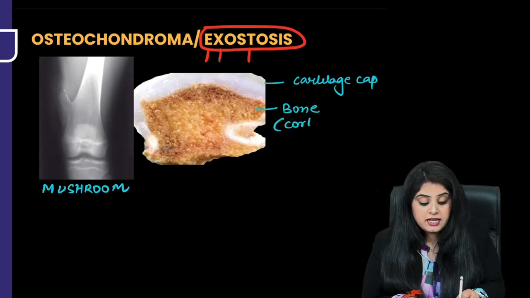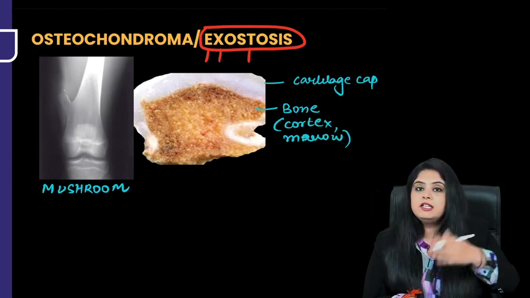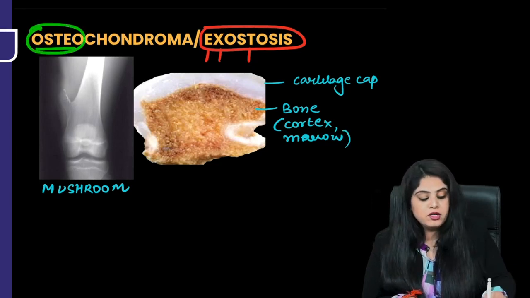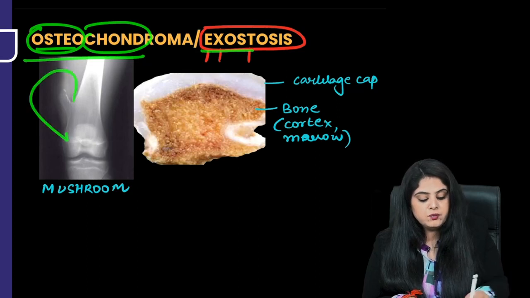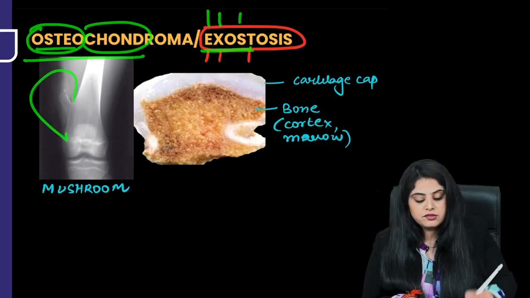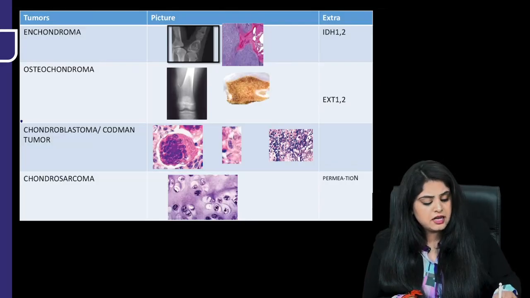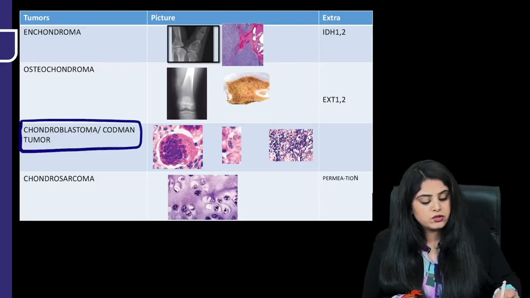and then the bone is also going to exit, every layer of the bone. There's going to be exit of the bone cortex also, and the marrow also. So everything about the bone is exiting. That is why I called it osteo for bone, chondro for cartilage, and because everything exits and comes out as a mushroom, exostosis, and from exostosis, EXT. This is also done. Now we are left with the last cartilage forming tumor, that is known as chondroblastoma.